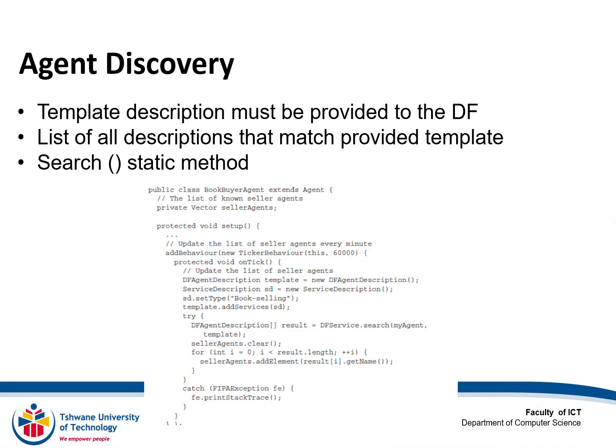All right. So when you want to look at agent discovery, on the other hand, you have to first make sure that the template description is provided to the directory facilitator. You also have to list all the descriptions that match the provided template.